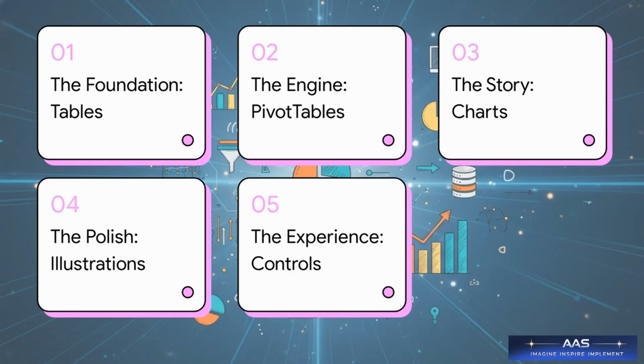So here's the game plan. We've structured this explainer to take you on a journey. We're gonna start with messy, raw data, and step by step, build it into a fully interactive, professional dashboard. We'll start with tables, then pivot tables, move to charts and sparklines, add some polish with illustrations and text, and finally, make it all interactive. Okay, let's dive right in.